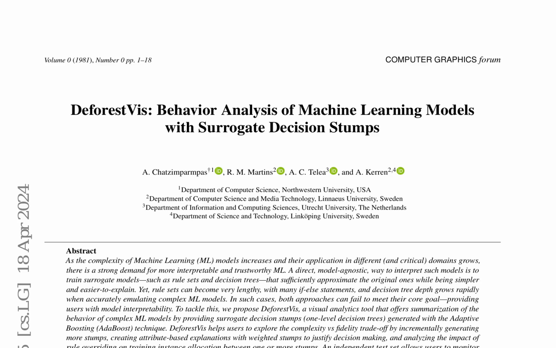In the realm of machine learning model analysis, DeforestVis emerges as a powerful tool for behavioral analysis through surrogate decision stumps. A prime example is Amy, a data analyst at a hospital, who leverages DeforestVis to enhance her diabetes dataset predictive model's performance. DeforestVis aids Amy in identifying and adjusting problematic decision stumps, notably the one related to the insulin feature. This process significantly improves the surrogate model's fidelity, allowing her to present her findings to experienced doctors.